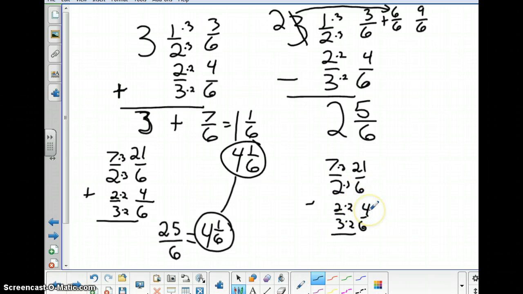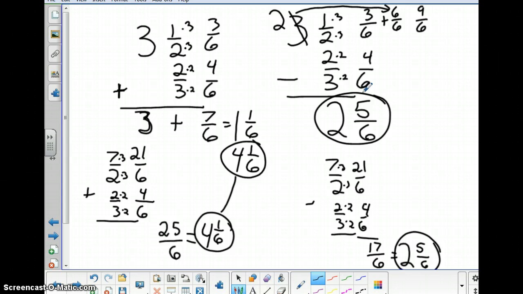Subtract 4 from 21, you get, let's see, 21, 20, 19, 18, 17/6. Okay, how many 6s go into 17? We know that 2 gives you 12, and that gives you 5 left over, giving us 2 and 5/6. Yippee. Love it when they match.